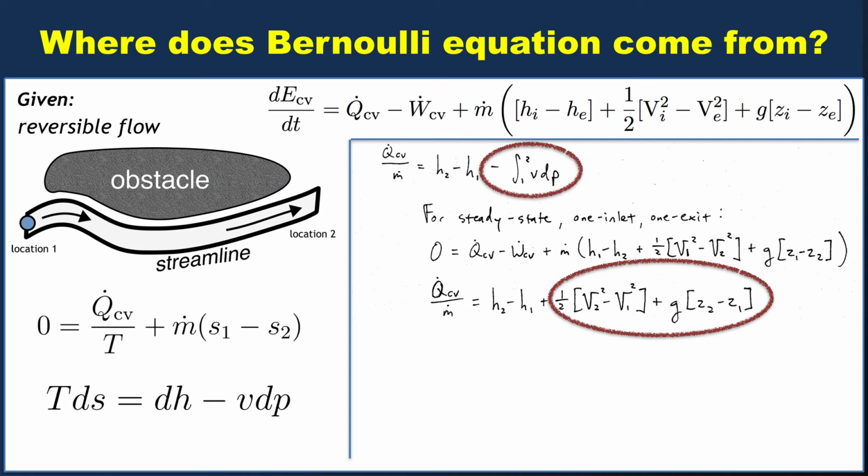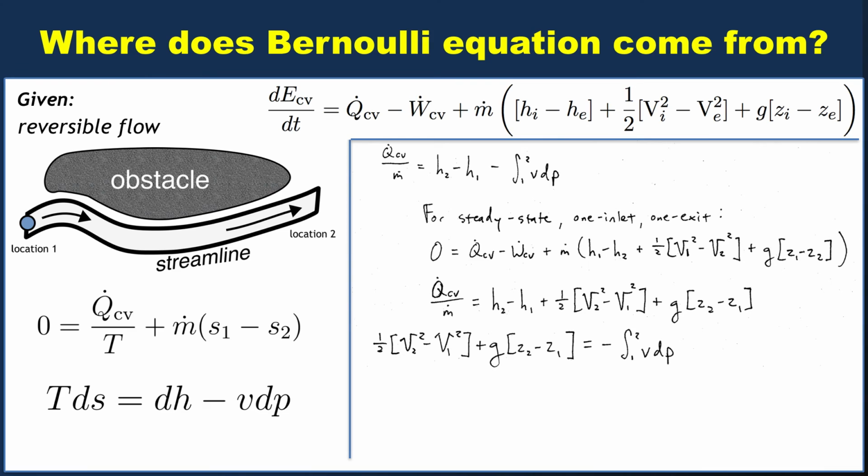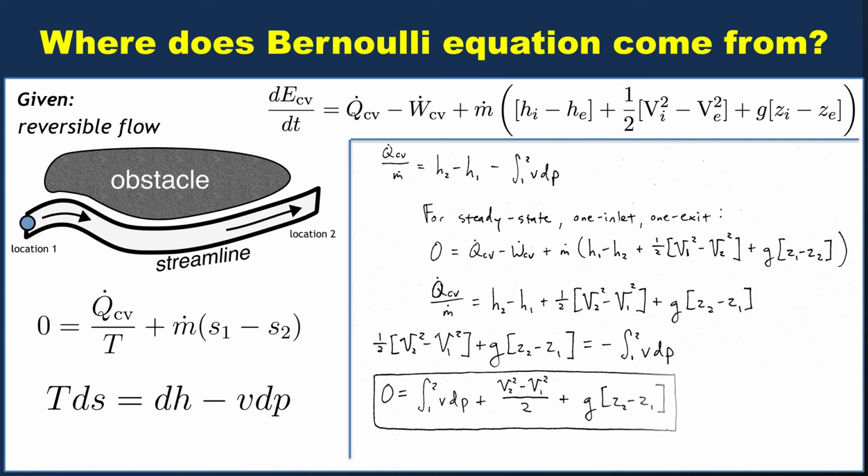So let's equate those two things I have circled right now. All right, we do that, and we get that one half times the difference in squared velocities plus g times the difference in heights must equal negative integral of v dP. Usually this is rearranged so that one side of the equation is 0, and we get the final form of the Bernoulli equation: 0 equals the integral of v dP plus the difference in squared velocities divided by 2 plus g times the difference in elevation.